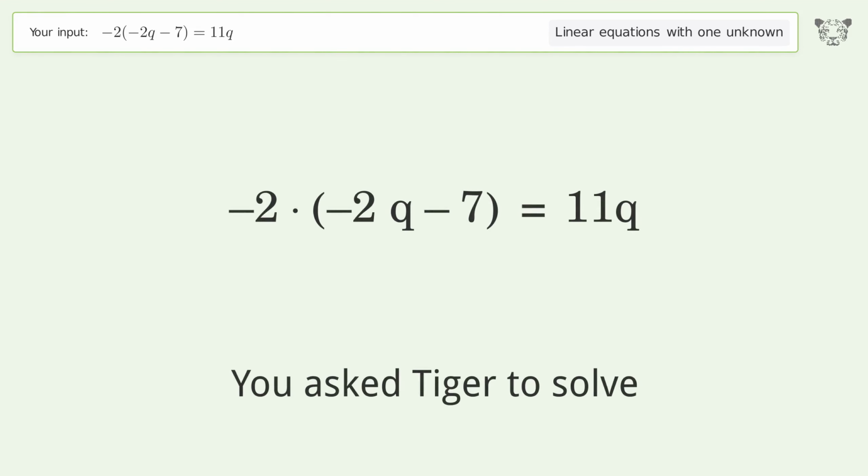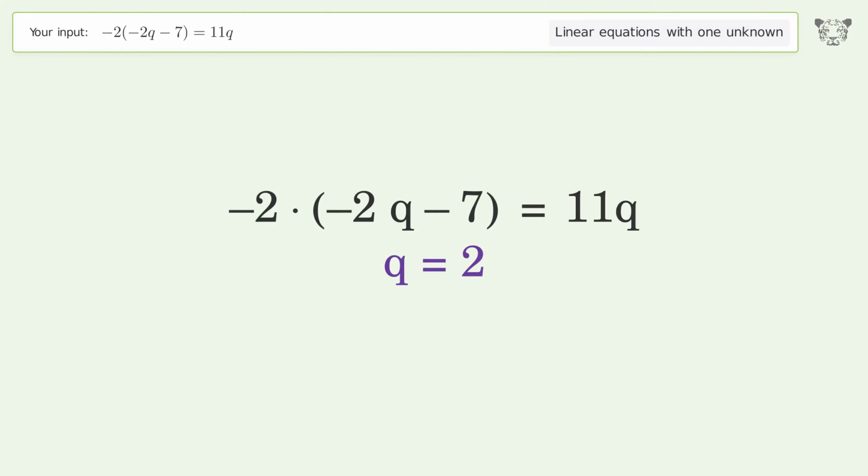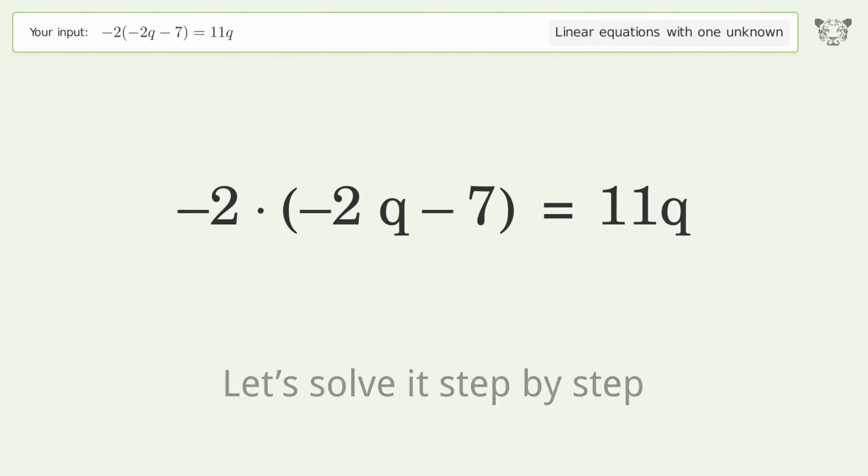You ask Tiger to solve. This deals with linear equations with one unknown. The final result is q equals 2. Let's solve it step by step.